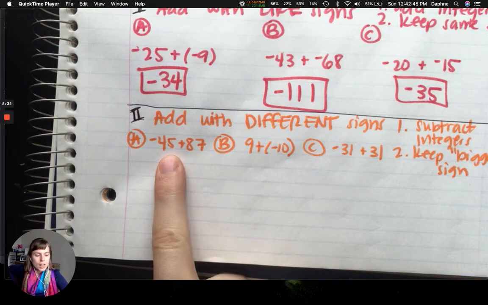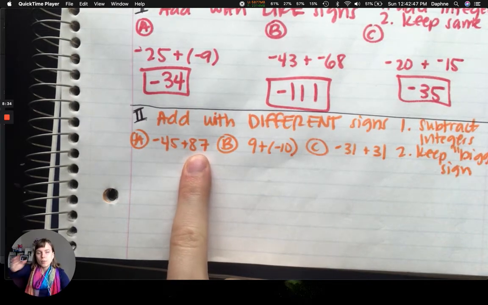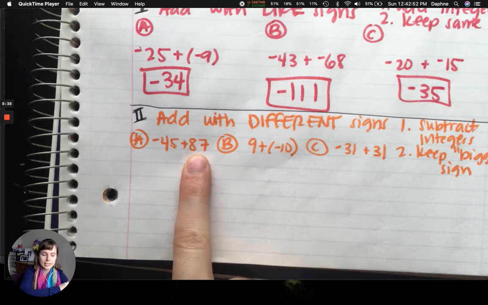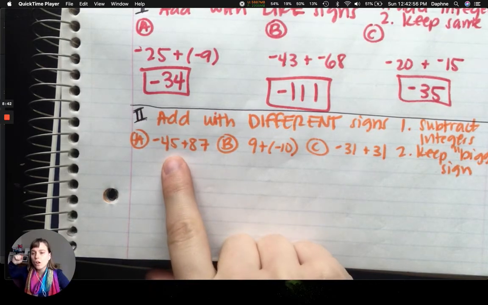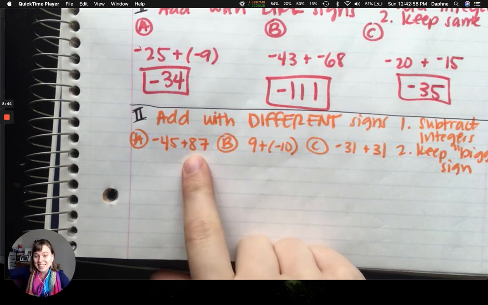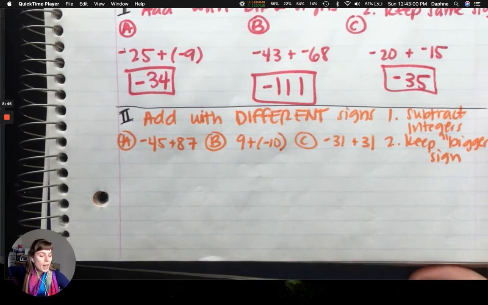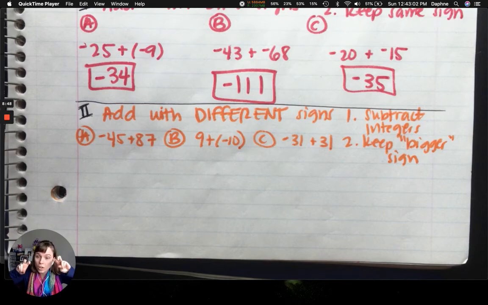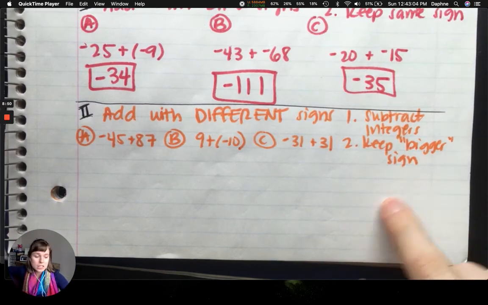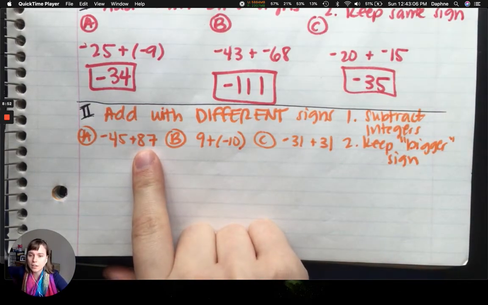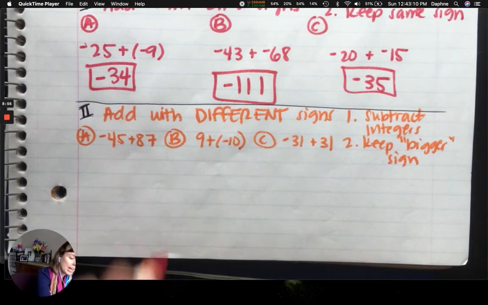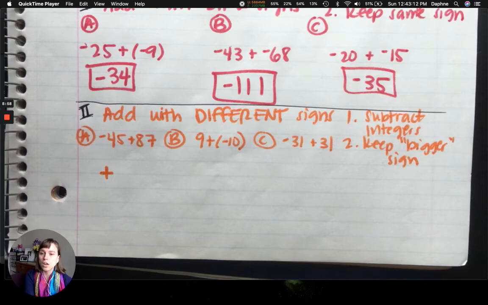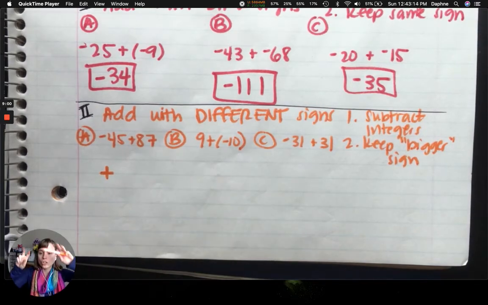45. Think about where 87 lies on your number line. Really far right. How far away is it from 0? 87. So which number is farther from 0? Negative 45 or 87? 87 is farther away. So that means 87 is our bigger number. So we're going to keep its sign. Is 87 positive or negative? Positive. So we know that our answer has to be a positive number because 87 was our larger number.